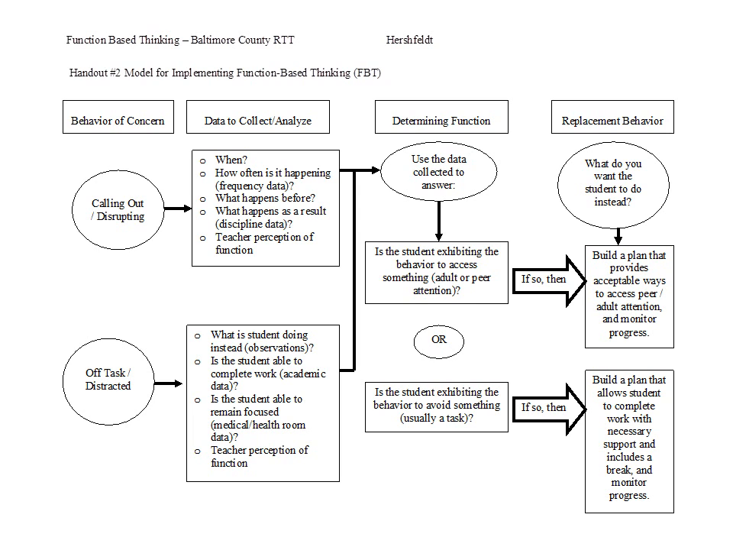What happens right before and what happens after? And then what is the teacher's perception of the function? Because a lot of the times teachers have a really good idea of what they want. Parents and teachers alike both usually know what the student is trying to access. So from there, we can use that data to answer, is the student exhibiting this behavior to access something or avoid something? And then if so, what could we teach as a replacement behavior? What could the student do instead? And you build a plan around that to address this.